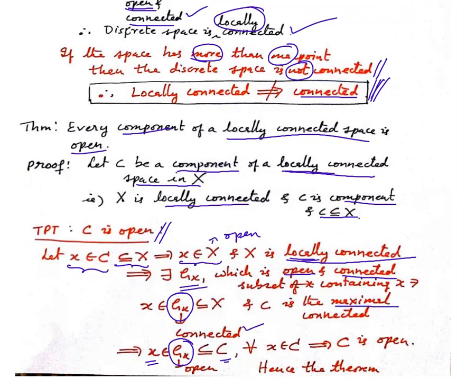And what is C? C is a maximal connected set, and this G of x is connected, so G of x has to be contained in C. And G of x is both open and connected. So I got an open set in between x and C. Therefore, C is a neighborhood of each of its points. Therefore, C is open. Hence the theorem.